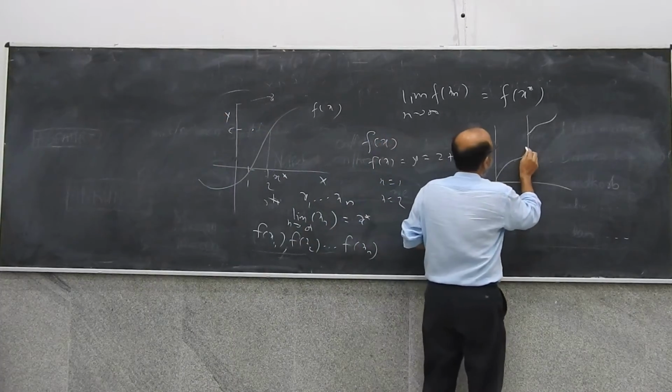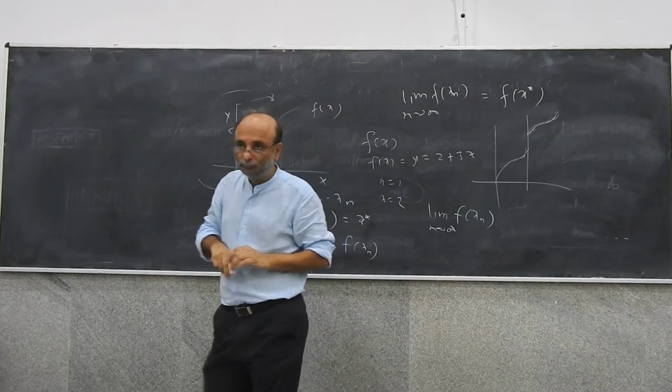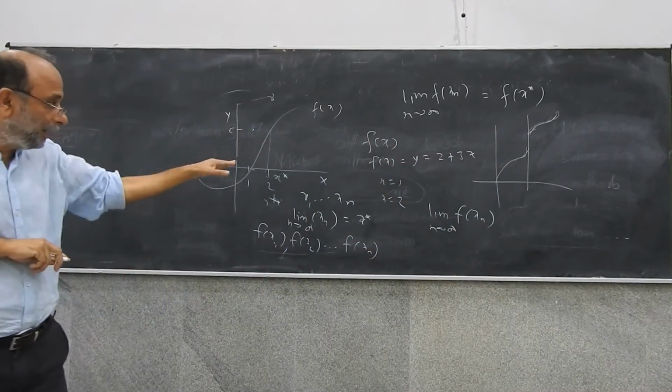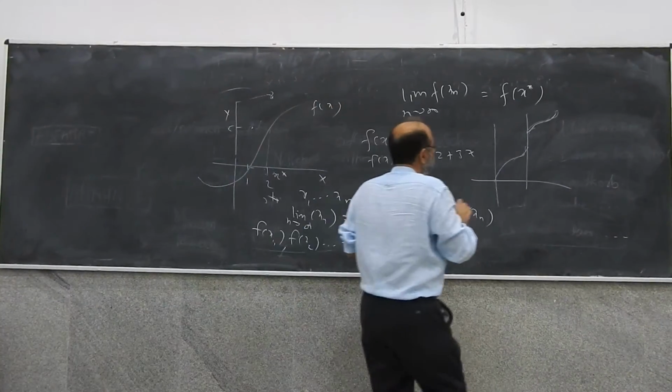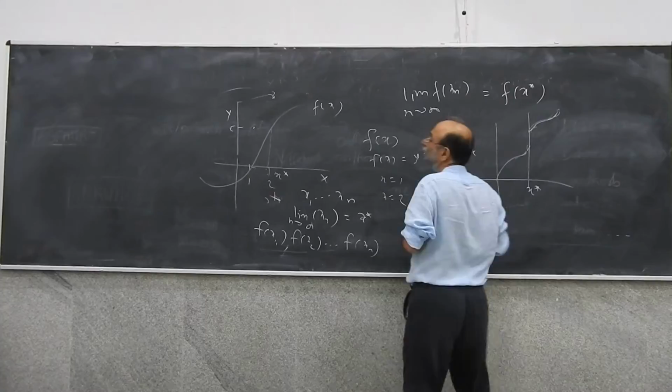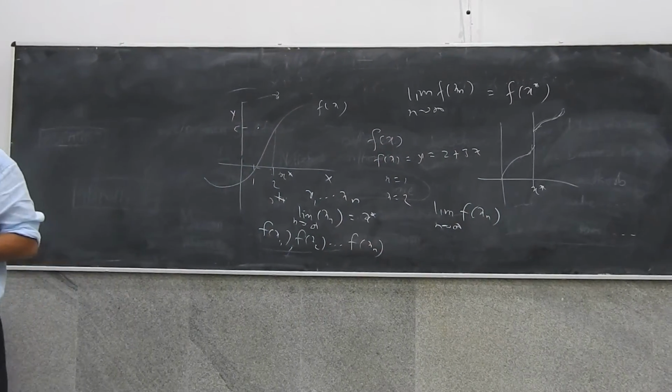So this function goes like this. Does this idea apply to this function? Is this function continuous at, say, if I call this x star? Is this function continuous at x star? No? Why?